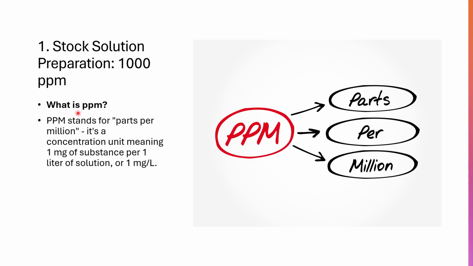So what is ppm? ppm stands for parts per million. It's a concentration unit meaning 1 mg of substance per 1 liter of solution, or 1 mg per liter.